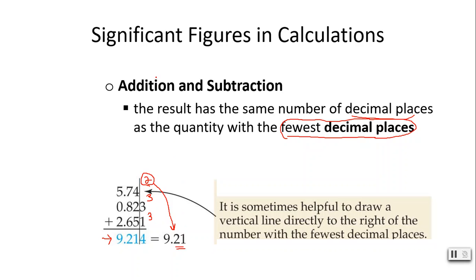Two sig figs after the decimal. Now note that for addition and subtraction, I didn't care how many sig figs are before the decimal place for my final answer. Okay? I could have had 20 or 30 before if that's what I was given. When you add or subtract two or more numbers, your answer, your result, has to have the same number of decimal places as the quantity with the fewest decimal places. So that's for addition and subtraction.